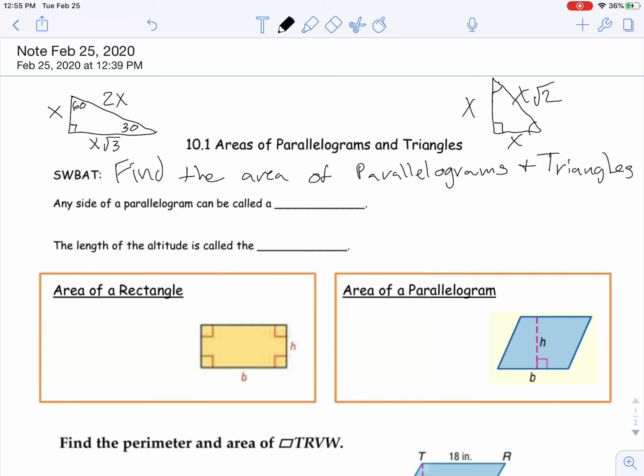So that's just a little bit of a warm-up for us. Make sure you have both of those written down on your paper, drawn better than I could, hopefully. And we're going to get right into this here.